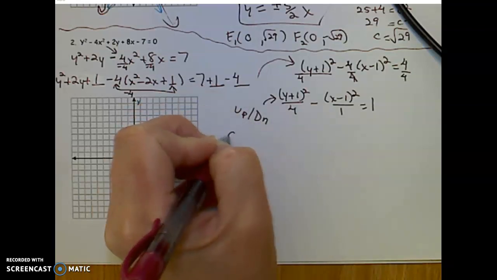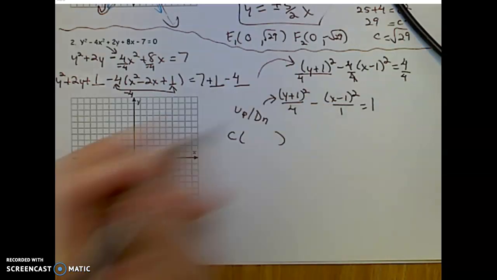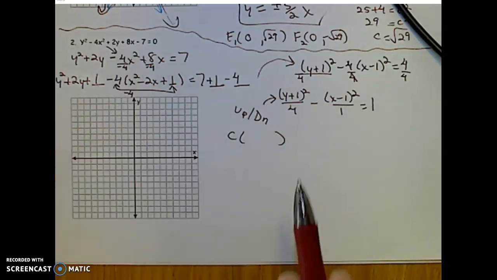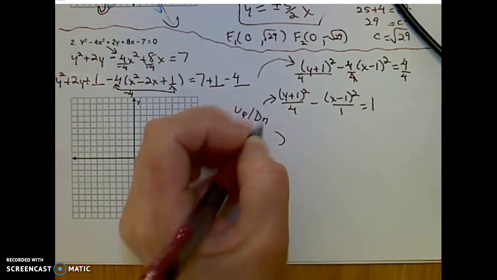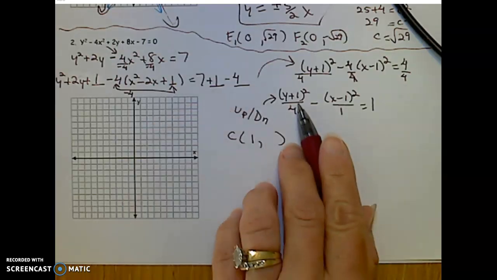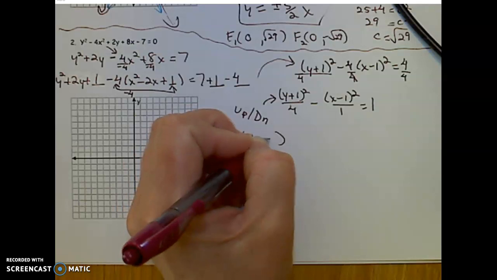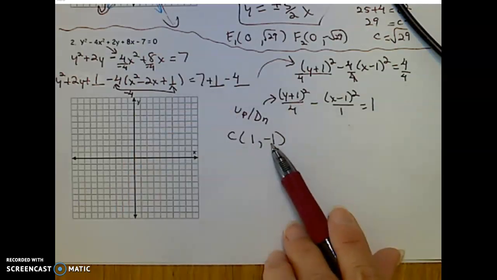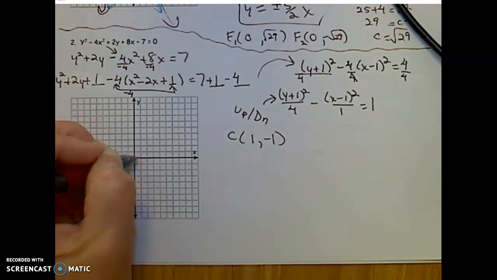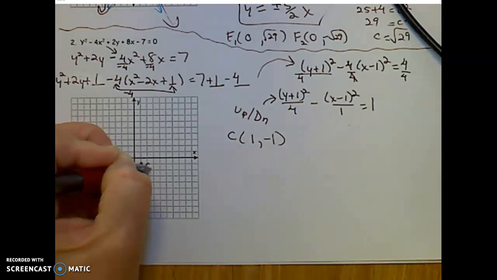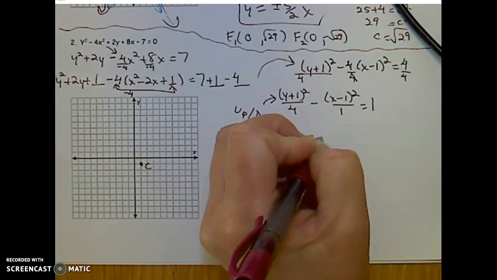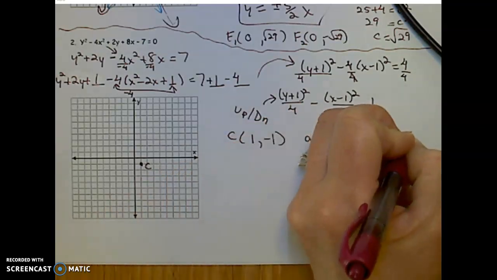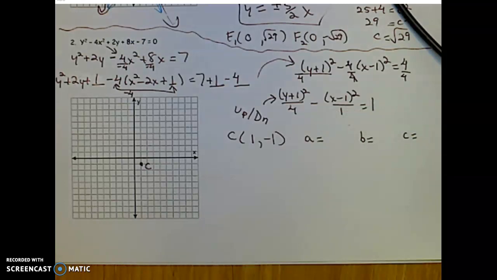Please notice the center of this hyperbola is not at 0, 0. The center of this hyperbola is, switch the sign, should be 1. Switch the sign, make sure you're putting the h with the x, and the k with the y. My center is at 1, negative 1. Please plot the center of that hyperbola. Notice your a value, your b value, and eventually we'll find the c value.